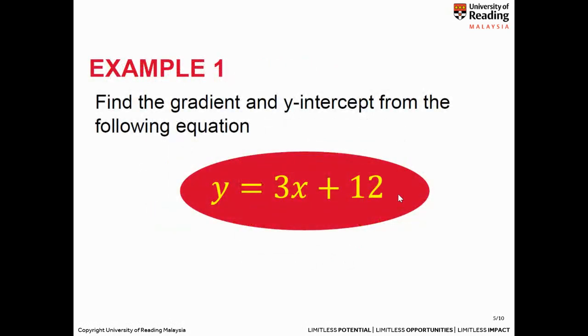Let's look at example 1. You want to find the gradient and y-intercept from the equation y equal 3x plus 12. I believe most of you know what is the answer. So the gradient, the slope, or the m is just 3.